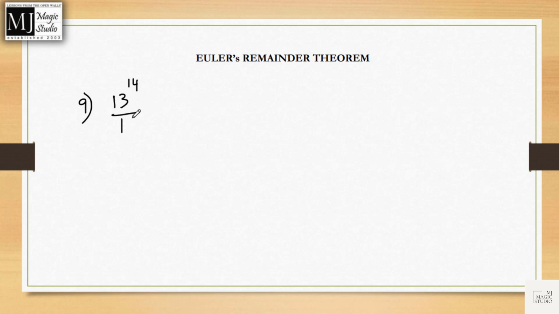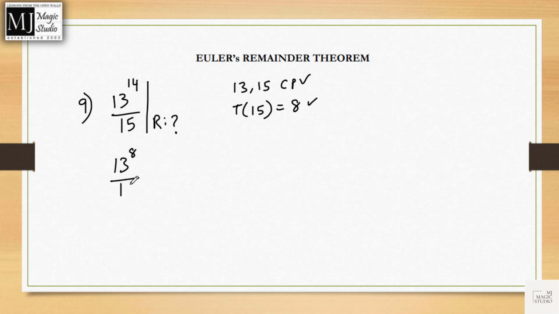13 to the power 14 is divided by 15. Find the remainder. Okay, so I guess you have the answer by now. 13, 15 are co-prime, checked. Totient number of 15 we need to find, that is 8. Done. But this is not 8, this is 14.